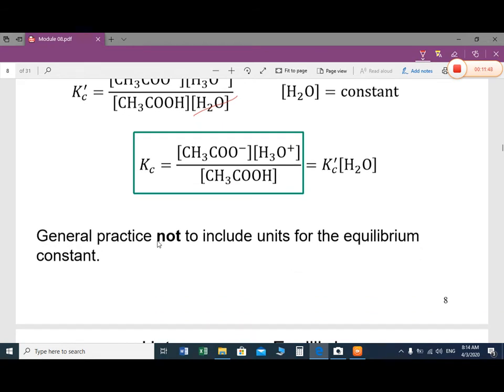Another piece of information: generally, the equilibrium constant is dimensionless. Dimensionless means there is no unit for the equilibrium constant, in both cases, Kc and Kp.